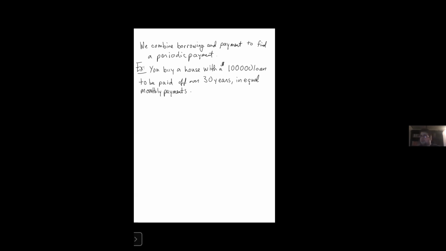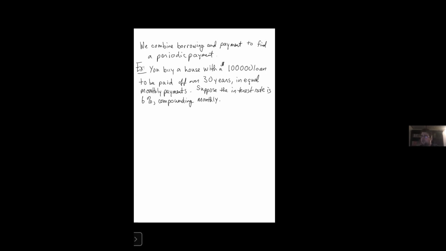So we borrow $100,000. This $100,000 is going to have some sort of interest if we're borrowing it. Suppose the interest rate is 6% compounded monthly. So we have a loan and it's 6% compounding monthly paid off over 30 years.